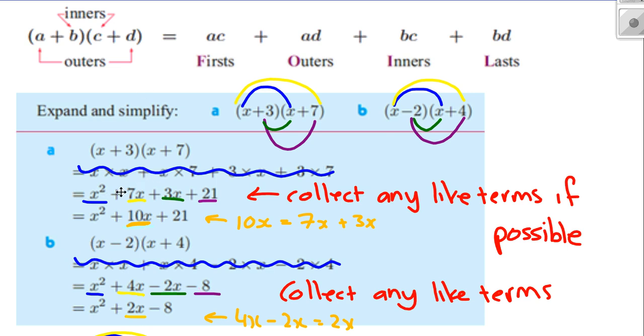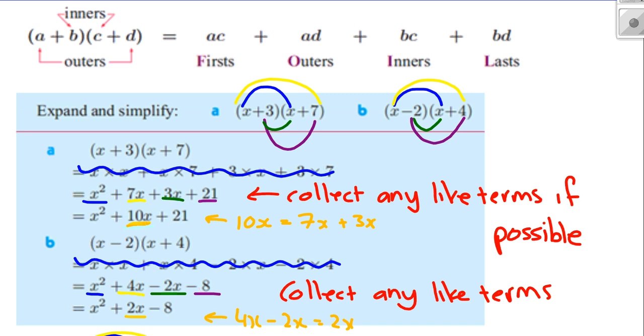X squared is a different term to x's. This is a constant term. But 7x and 3x can be added together if you just add the coefficients together. 7 plus 3 is 10, so this becomes 10x. Our answer is x squared plus 10x plus 21. This is all because 10x is equal to 7x plus 3x. That's how we got 10x there, and that's the final answer. The final answer has 3 terms, the middle step has 4 terms, and if you can collect like terms, you might end up with fewer terms in the final answer.